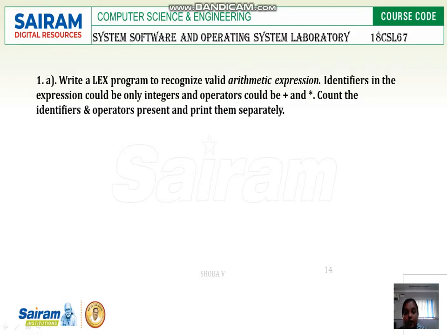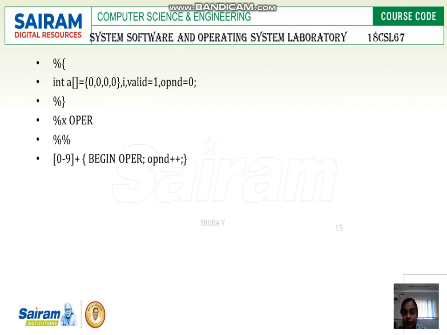So we are going to recognize a valid arithmetic expression, where the operands in the expression can only be integers and the operators can be plus and star. We are going to count the operands and operators present and print them separately. This is the definition section, starting with percent open brace. We declare these variables as integer type, and then close it.